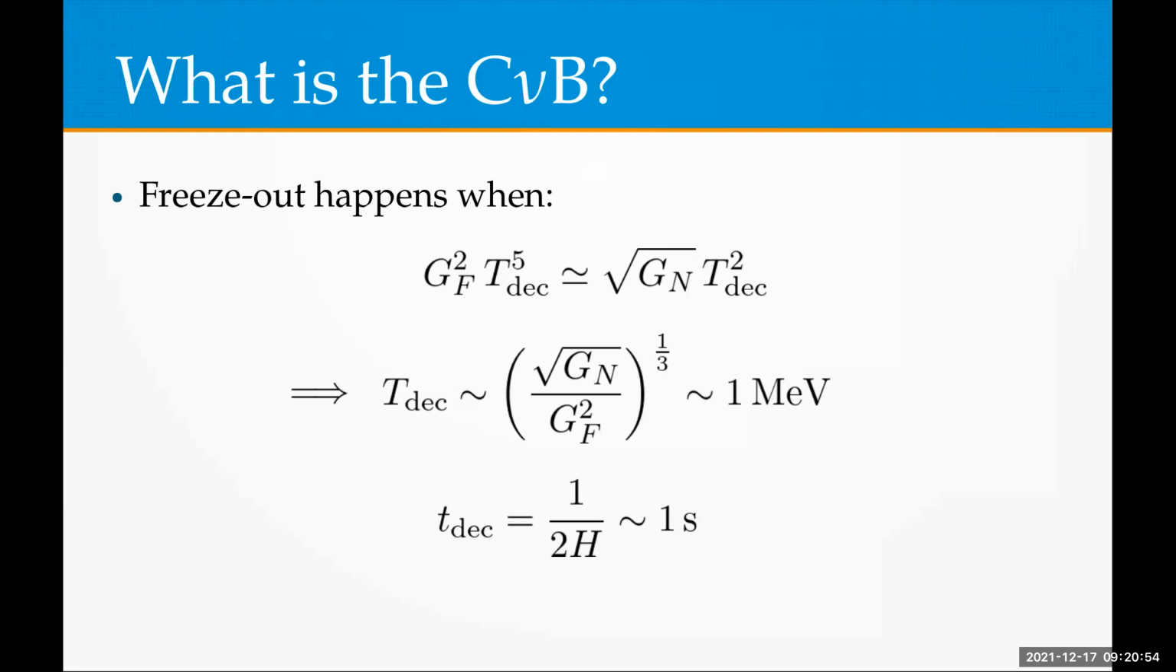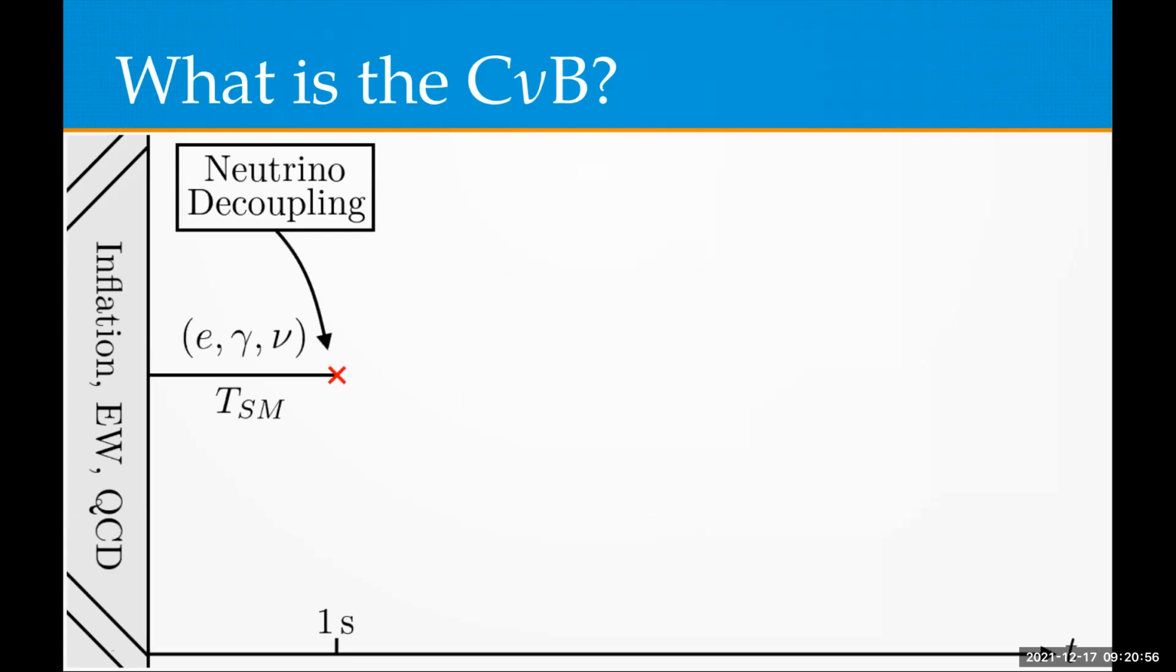So returning to our timeline, we know that this neutrino decoupling happens at about 1 second and about a temperature of 1 MeV.